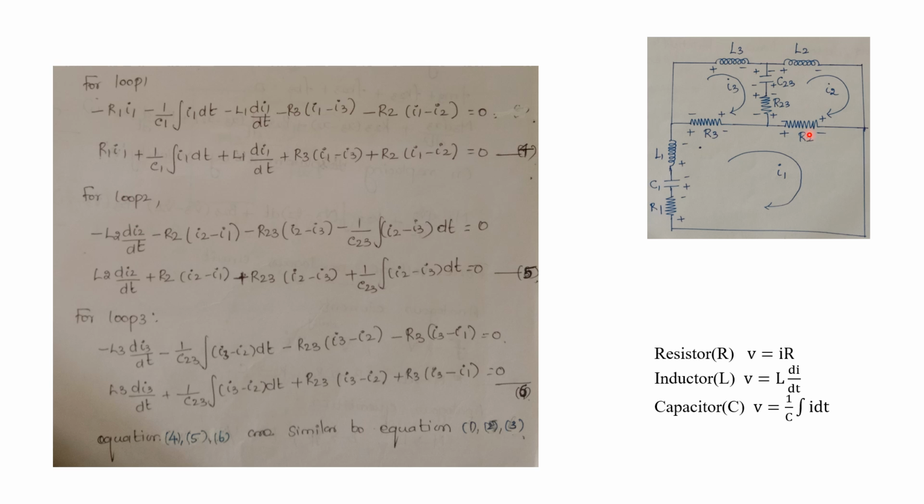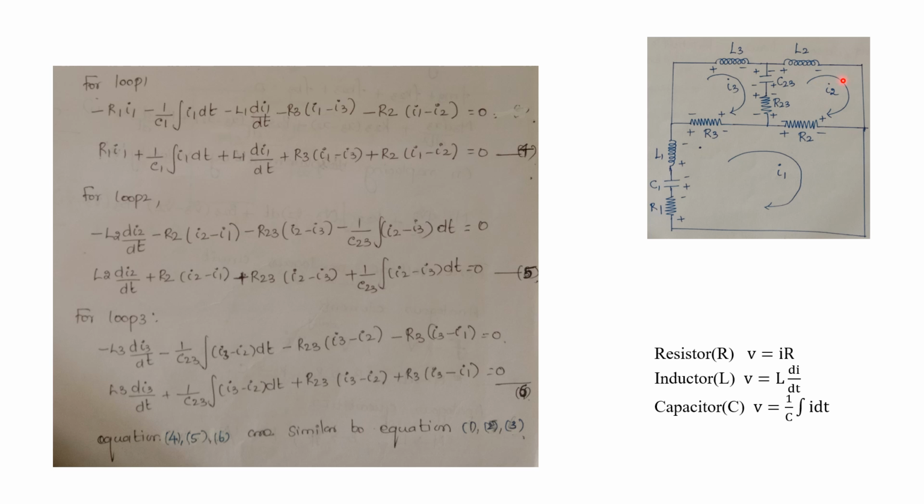Now for loop 2, we are going to apply Kirchhoff's voltage law. Here we can start from this corner. If you are going from plus to minus, it will be minus. What about the voltage drop across the inductor? L into di by dt. Here it will be L2 into di2 by dt, because I2 is the only current flowing through this L2. Then here, if you are coming like this, from plus to minus, it will be minus. So minus R2 into, what about the current? Difference in current, that is I2 minus I1.